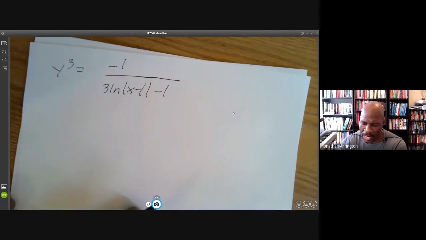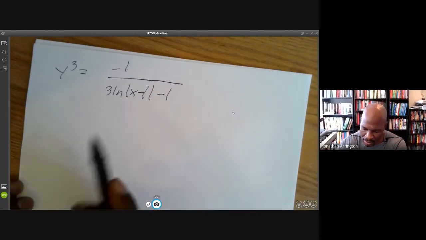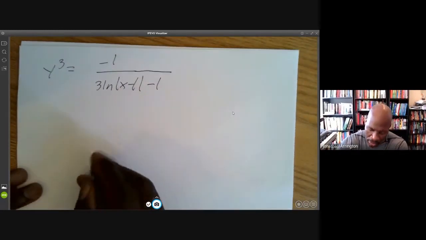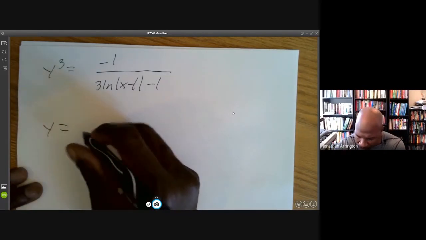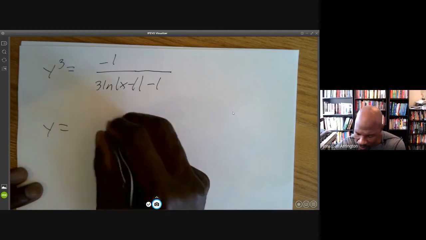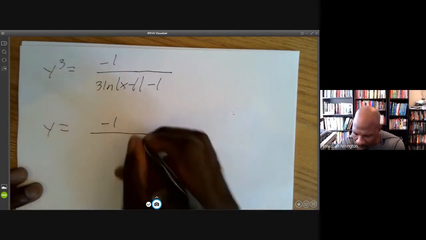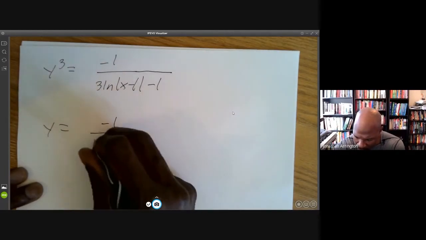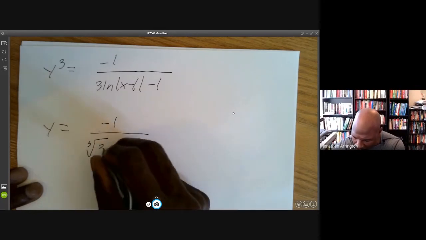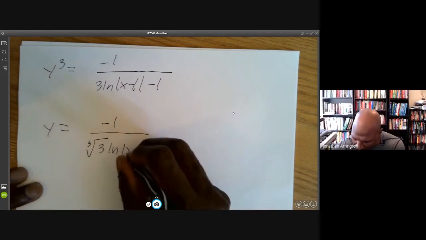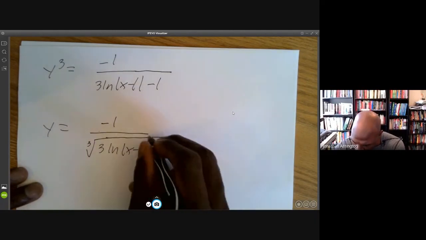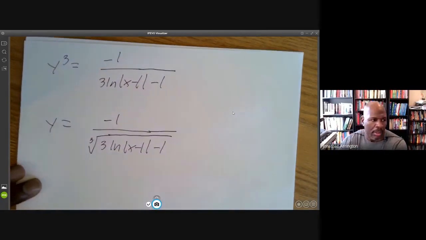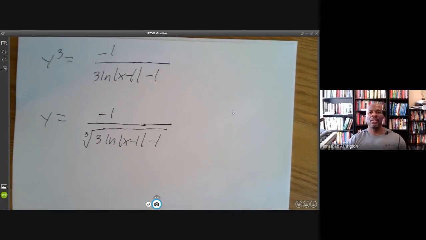And then, of course, our last step to solve this differential equation is simply to take the cube root. So y would be the cube root. Well, the cube root of -1 is -1, so you can keep the -1 like that. So -1 over the cube root of 3 ln x minus 1 minus 1. All right, so there you have it. So that's how you handle these differential equations.